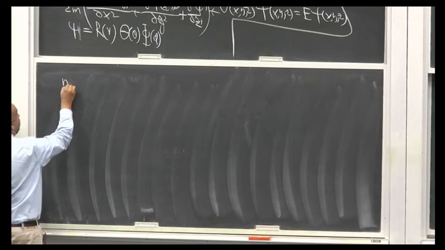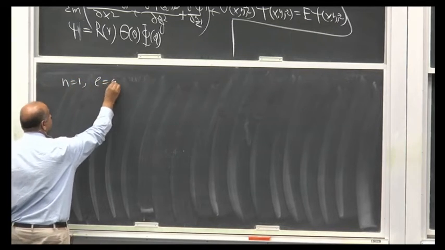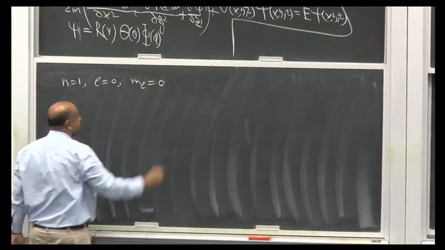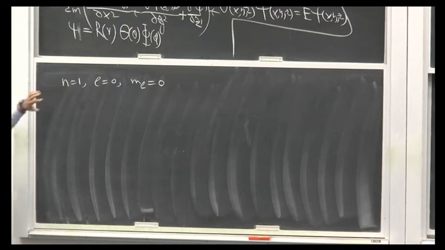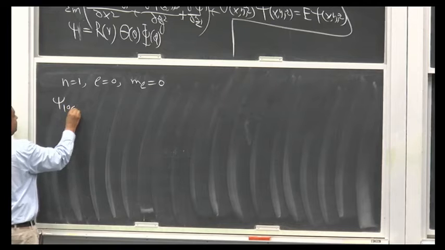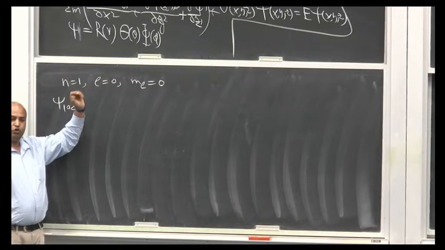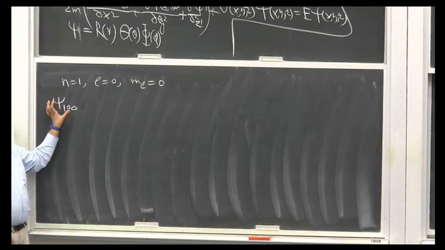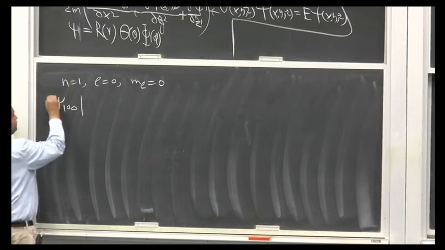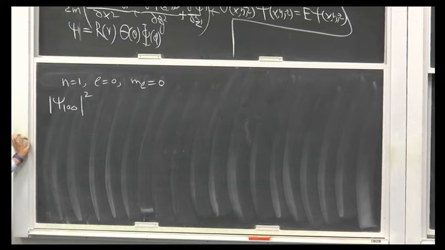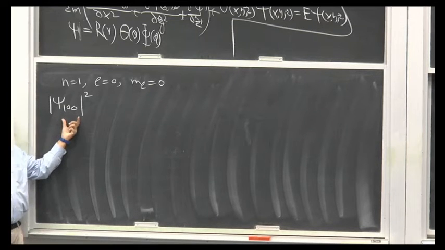Let's say for n is equal to 1, so L is only 0 and ML is also 0. So there's one other information that I have left out, I'll come back to it. So this psi 100 is some function. We don't have to worry about it. लेकिन अगर इसको हम इसका स्क्वायर कर लें, so this gives us the probability density, and it depends on r, theta, and phi. And it turns out that for this function, it's independent of theta and independent of phi, and only depends on r.